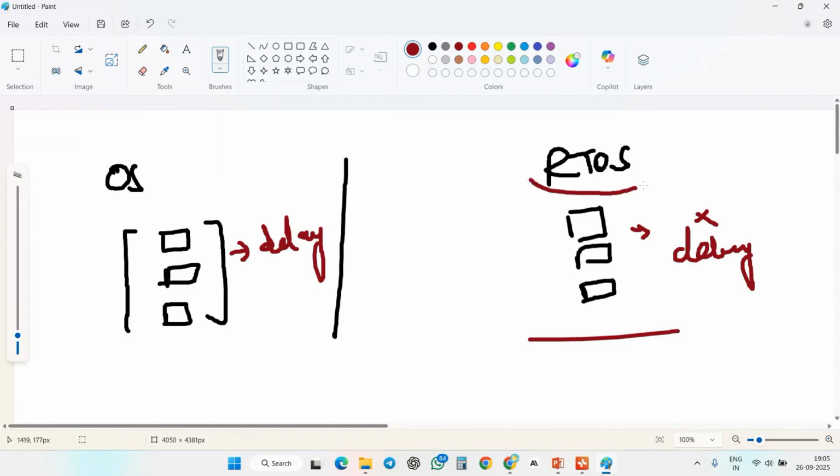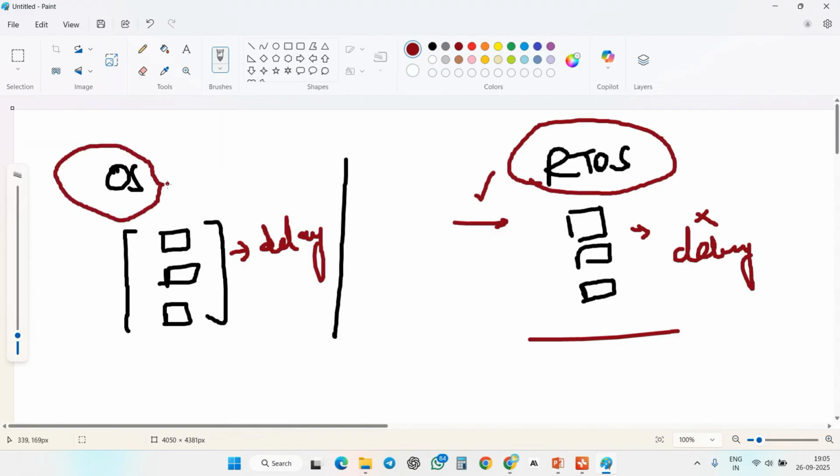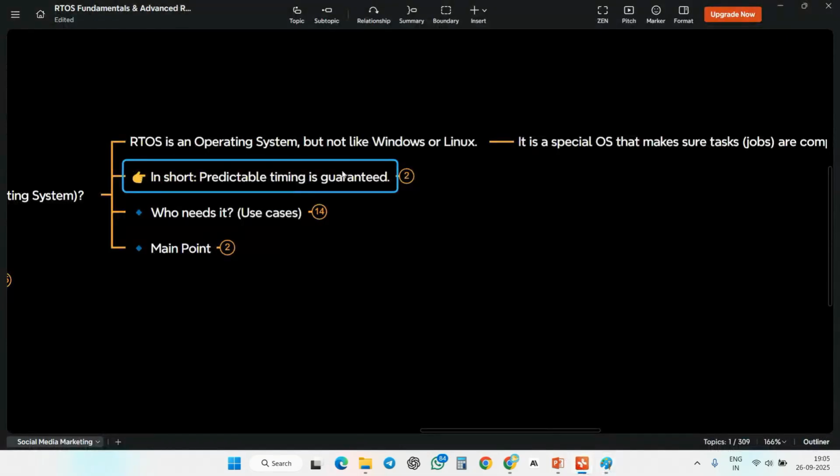So this is the main thing you need to understand about RTOS. When you build a product and deploy it, if that product should work within a specific time and complete its tasks within a specific deadline, all you need is a real-time operating system performing inside it. You can use a normal operating system, but you can't expect guaranteed time. You can't expect predictable timing.